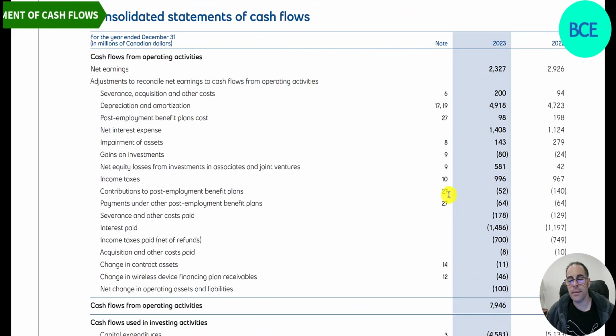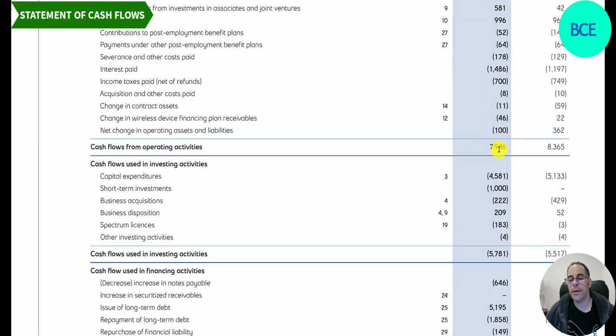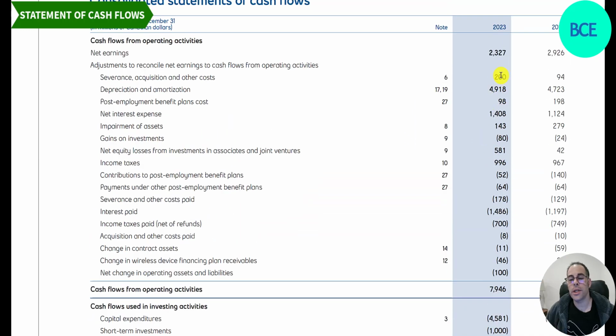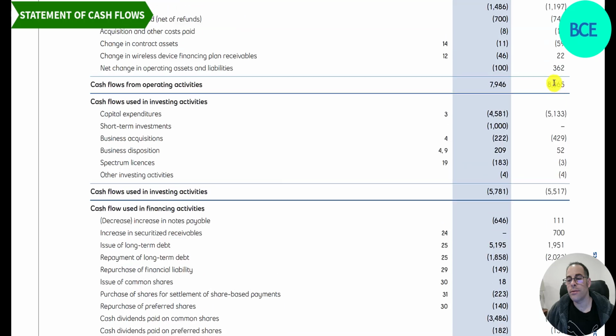Let's take a look at a statement of cash flows. Even though their net income is only $2.3 billion, they generated nearly $8 billion of cash flow. That's operating cash flow. The reason they generate so much is because they have lots of depreciation and amortization, nearly $5 billion. That's a non-cash expense that brings down your net income, but we add it back here. They spent a lot on CapEx, $4.5 billion, last year over $5 billion.